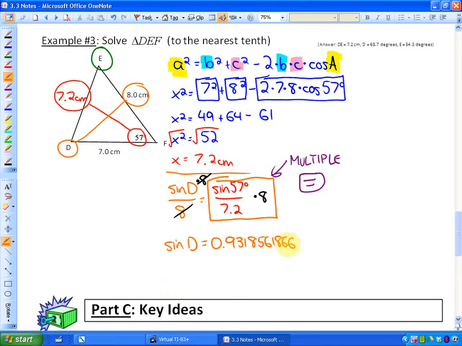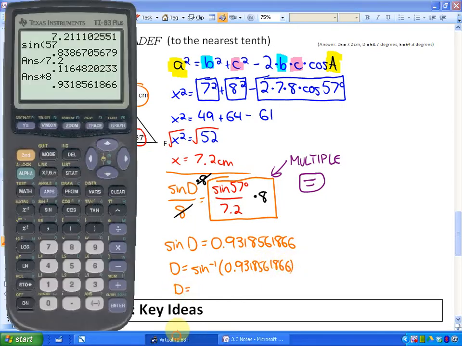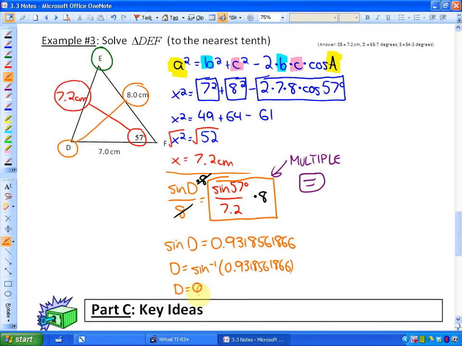So angle D is equivalent to the sine inverse of that. So angle D is equivalent to the sine inverse of 0.931856, which means that angle D is equivalent to, I can just put in that number by pressing answer, it's equivalent to 68.7 degrees. Okay? So angle D, I'll just write it in here, is equivalent to 68.7 degrees.